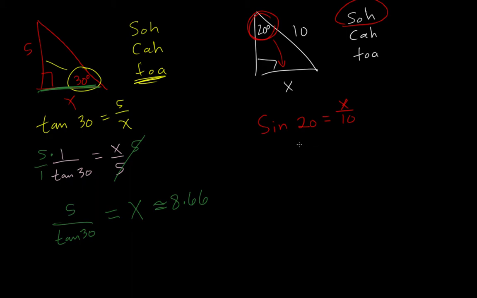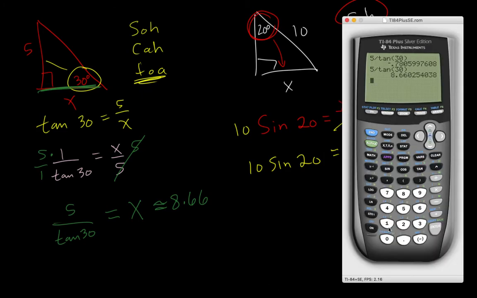Okay, the algebra is a little bit different than the previous one. We don't need to flip it upside down because x is already on top. So we only need to multiply both sides by 10. And so we get 10 sine 20. And that's equal to x, since those x's canceled right there.